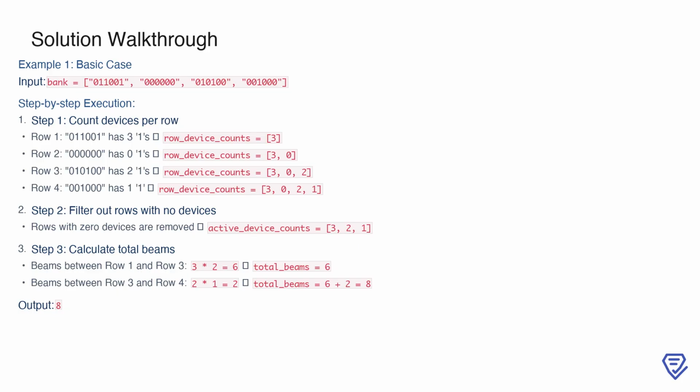Between row 1 and row 3, there are 3 devices in row 1 and 2 in row 3, so the beams are 3 * 2 equals 6. Next, between row 3 and row 4, we have 2 * 1 equals 2 beams. Adding these together gives a total of 8 beams. The output for this example is therefore 8.